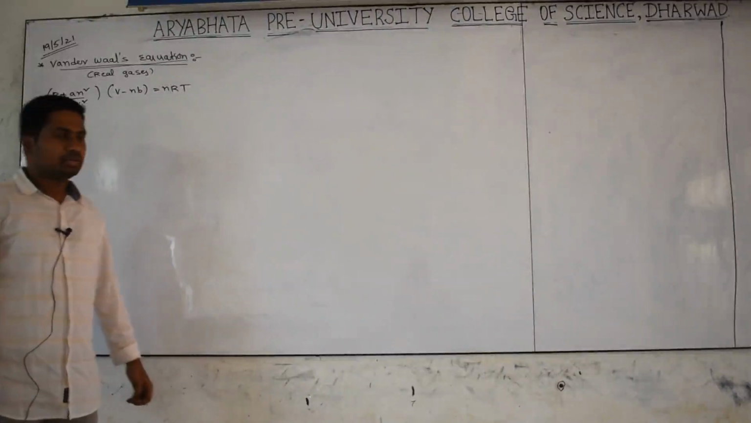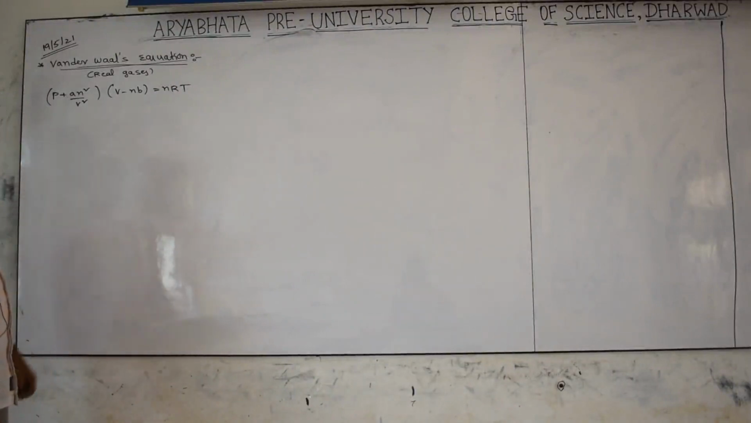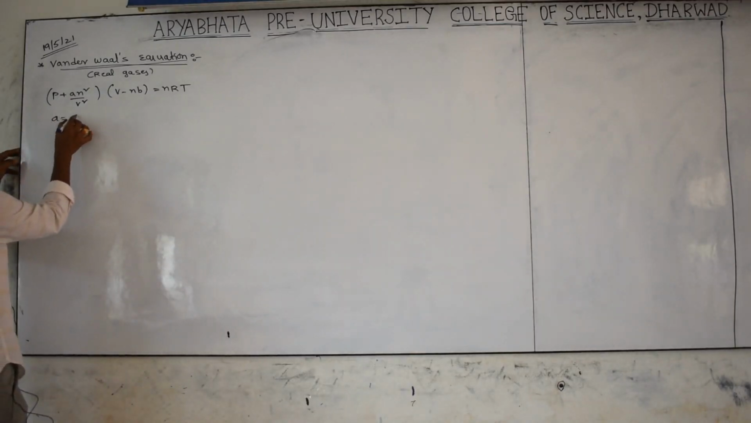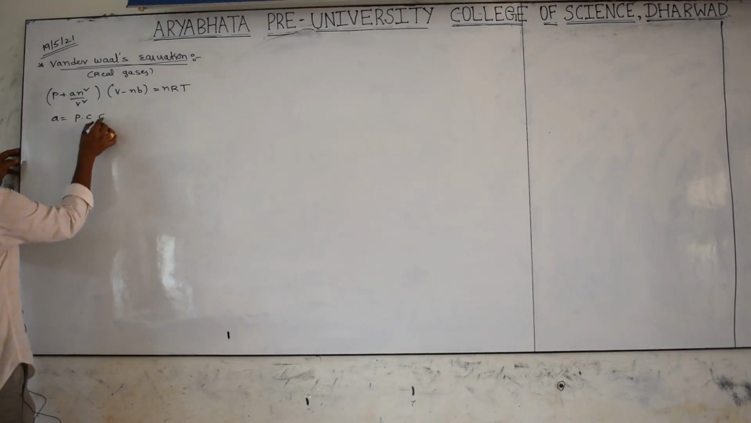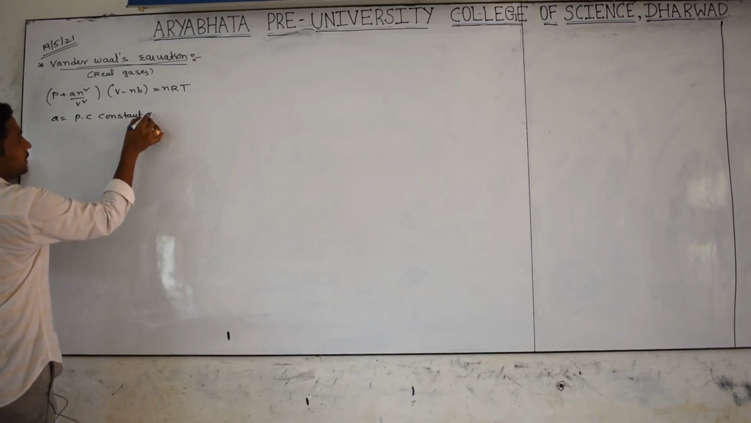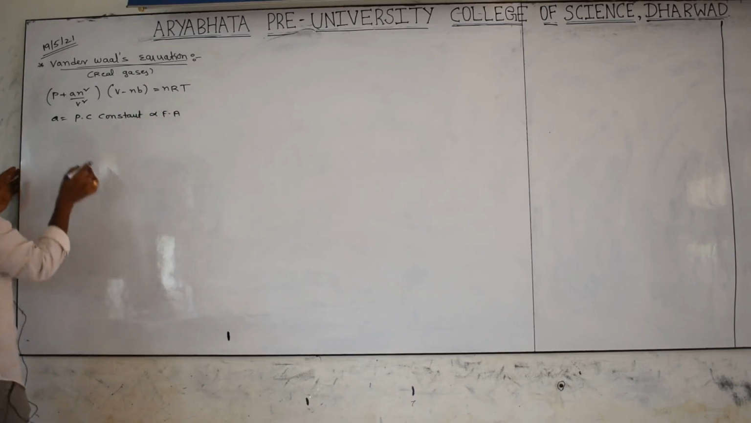We are discussing the van der Waals equation for real gases. It is (P + an²/V²)(V − nb) = nRT. Here a is a pressure correction constant. Yesterday I explained already, a is directly proportional to the force of attraction between the molecules.